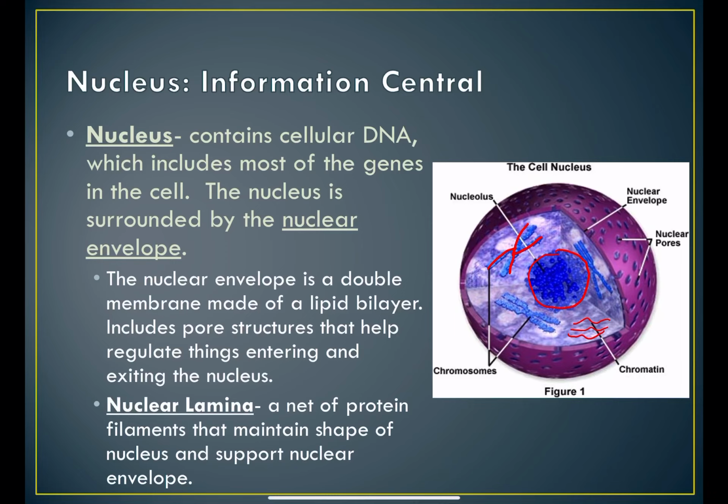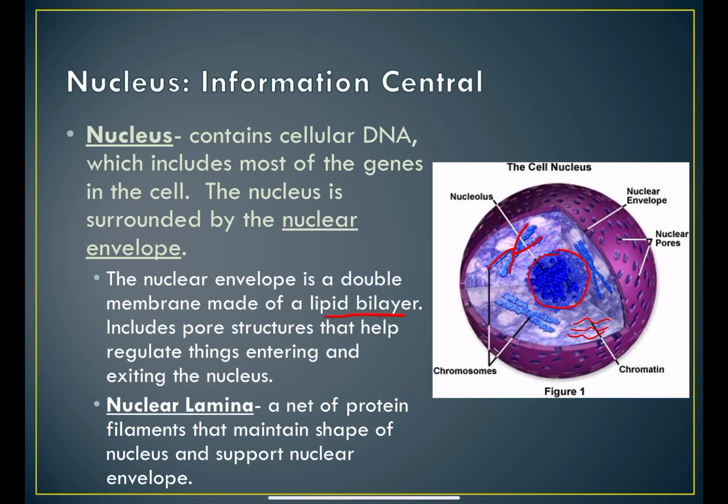The DNA has an envelope around it, similar to that of a cell membrane, for its protection. And then there are pores on the surface of the nucleus, referred to as the nuclear pores, which allow things to go in and out. So again, this envelope is a lipid bilayer, and these pores are going to regulate things coming and going.